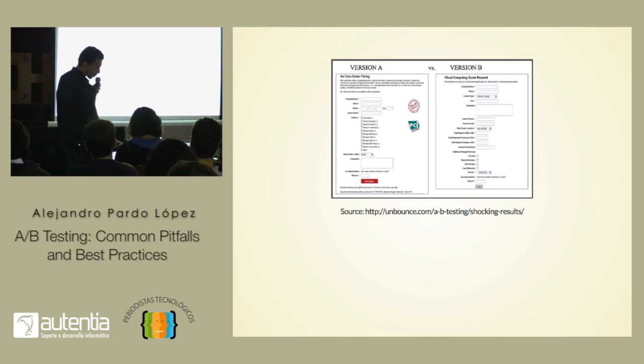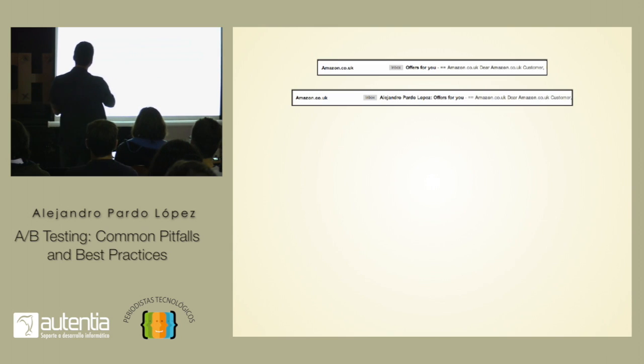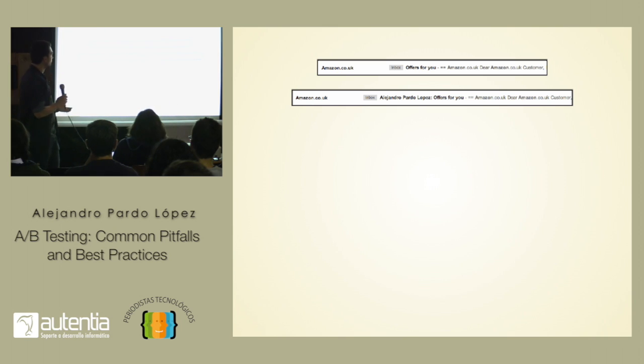So what I said, forms, copy is a really strong one. As for example, here in the emails. So you have offers for you. This is from Amazon. And then you have, hey, Alejandro, offers for you. And these things are really powerful. It looks like a really simple, tiny change. But these are the ones that are going to have the biggest impact most of the time.